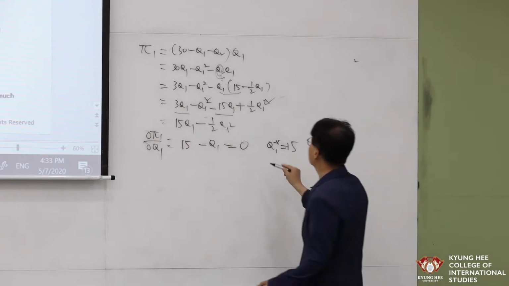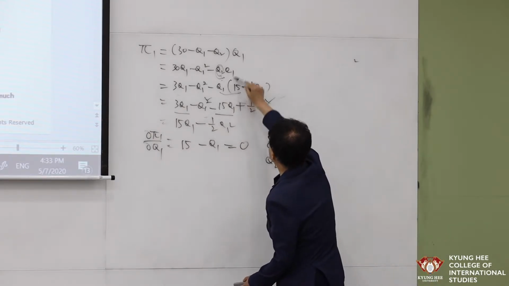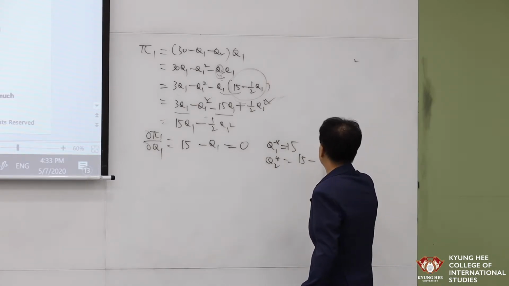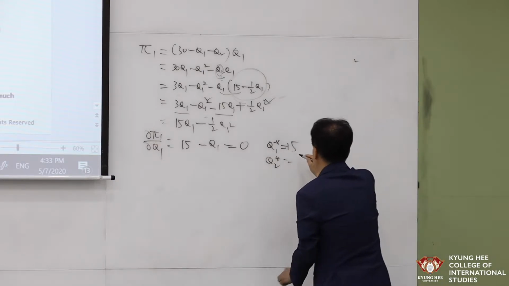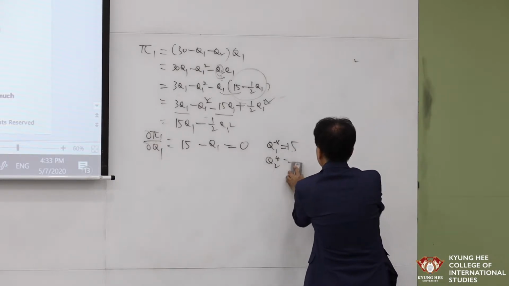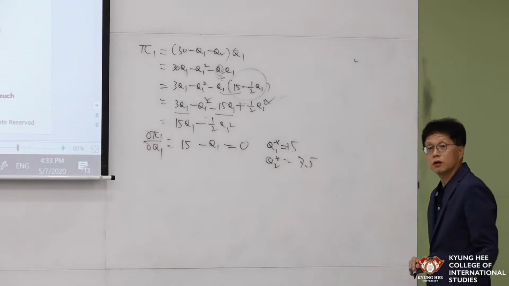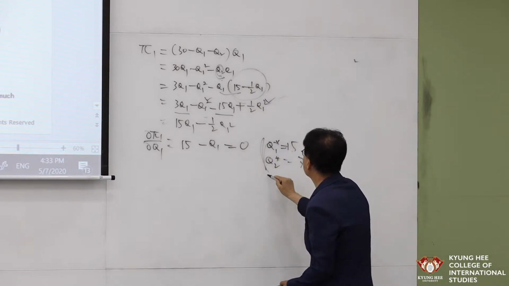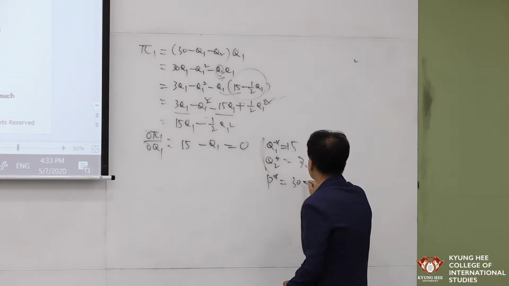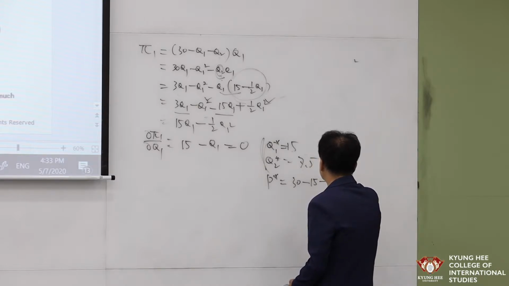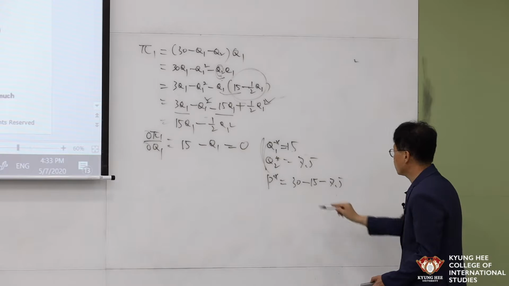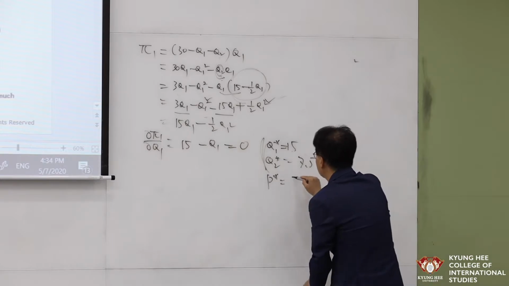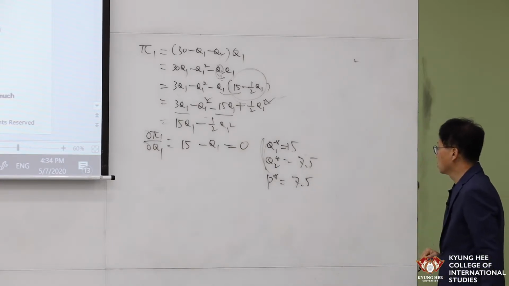Right? And Q2 star is this one. Q2 star is 15 minus half of 15, so 15 over 2, or 7.5. Right? 7.5. Then this is inserted in the price. Then price is equal to 30 minus 15 minus 7.5. Then what happened? Only 15 left. 15 minus 7.5, so 7.5. Okay?